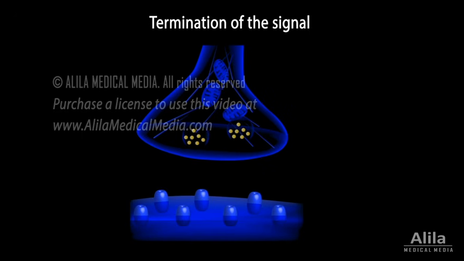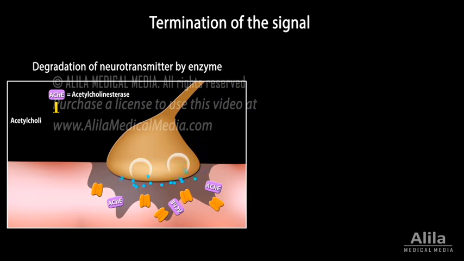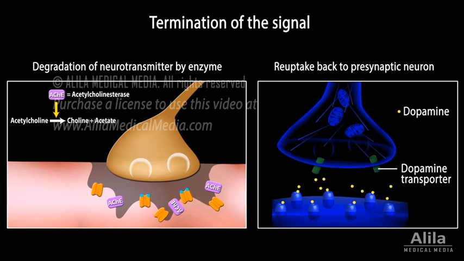There also exist mechanisms to actively remove neurotransmitters from the synaptic space to avoid overstimulation. Common mechanisms include degradation of the neurotransmitter by an enzyme present in the synapse, and reuptake, where the neurotransmitter is transported back by a transporter protein to the presynaptic neuron for reuse.